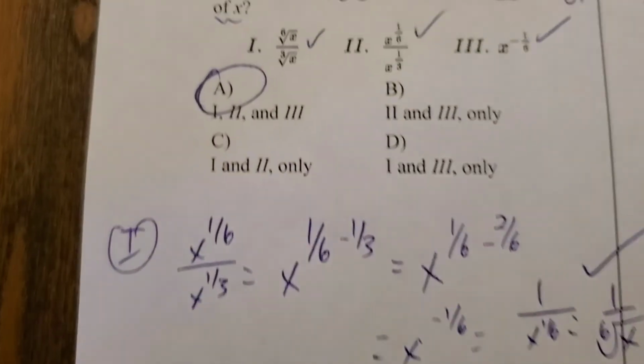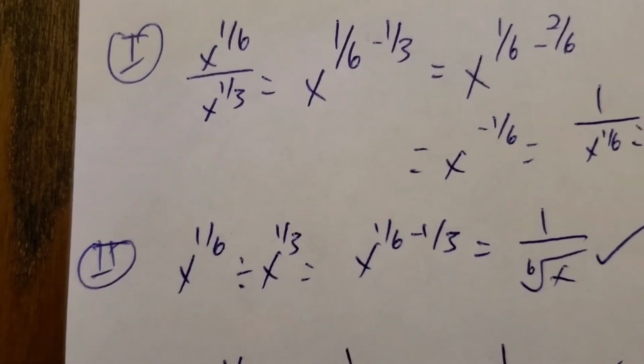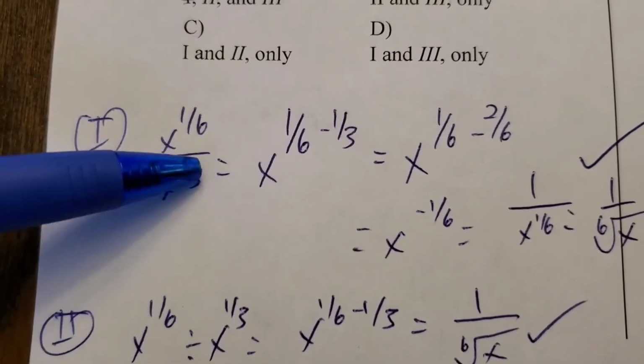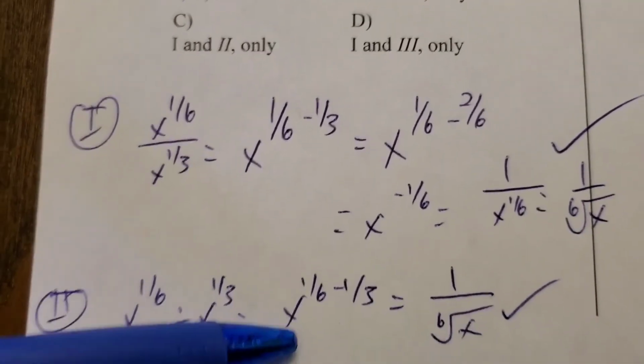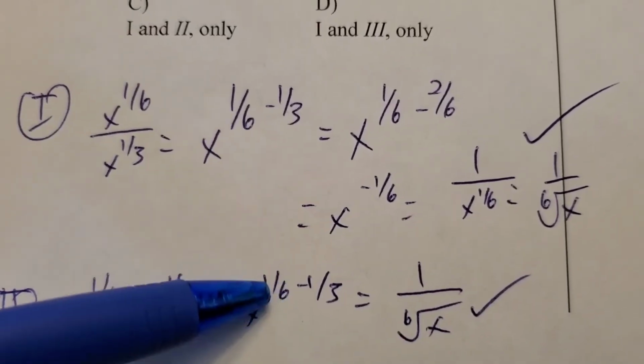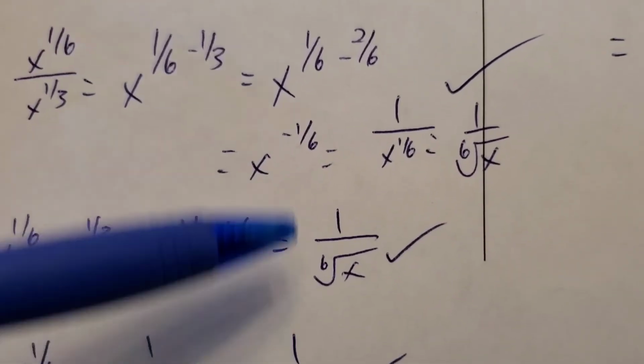Okay, so 1 works. Now scenario 2, you could see, is x to the 1/6 divided by x to the 1/3 power. And oh, wait a minute, we just did that. We just did that same exact problem. So I know it's going to work because we get 1/6 minus 1/3, which is 1 over the 6th root of x. Fine.